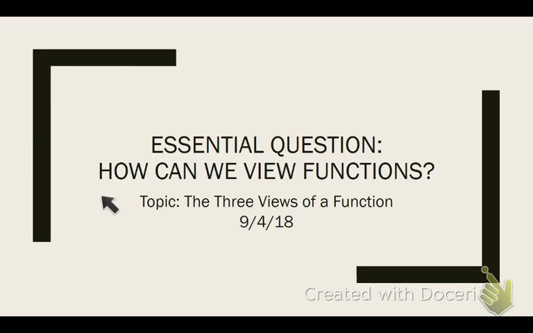So again, the essential question: how can we view functions? The topic has 3 views of a function. Today's lesson is 9-4. We're going to make sure all of those are in our guided notes. Let's start.